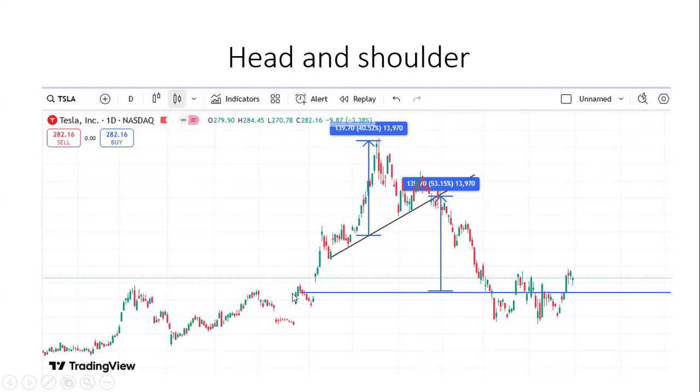Let's see Tesla. Though Tesla is an upside-going stock, for a shorter duration it was in a downtrend, and that downtrend began after this break of the head and shoulder. So the stock was in an uptrend, and when it broke this head and shoulder, it started its downtrend journey. The trend changed from up to down, and it started making lower highs and lower lows, following the downtrend pattern. So the pattern changed from uptrend to downtrend.